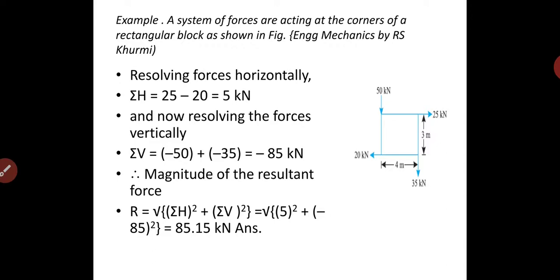Now, again take another example. A system of forces are acting at the corners of a rectangular block as shown in the figure. This problem is taken from Engineering Mechanics by R. S. Khurmi. Again, resolve the forces.